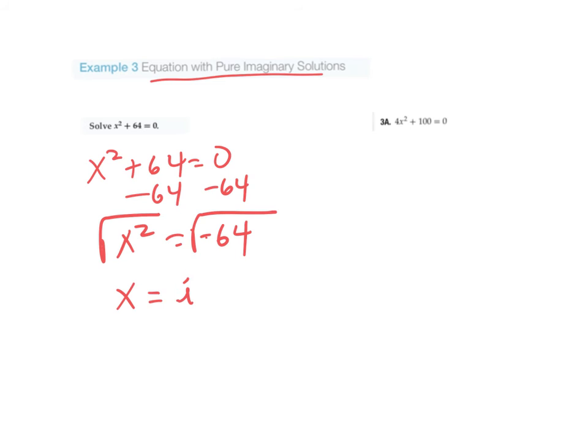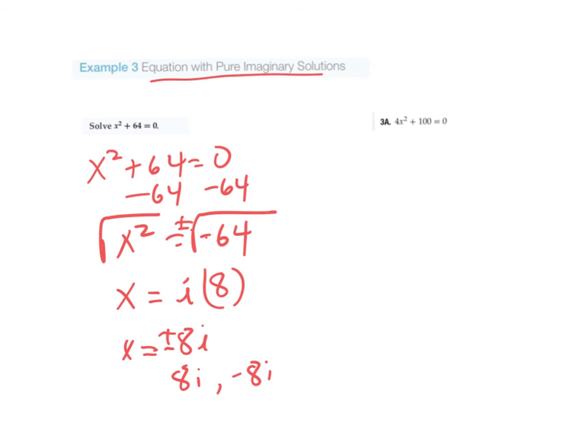And then you have your 64, which happens to be 8 if you do it in your calculator. So our answer is 8i. And because we took a square root sign, I forgot that we needed to make sure that we have a positive and a negative. So we have a positive negative 8i. So technically my answer is 8i and negative 8i.